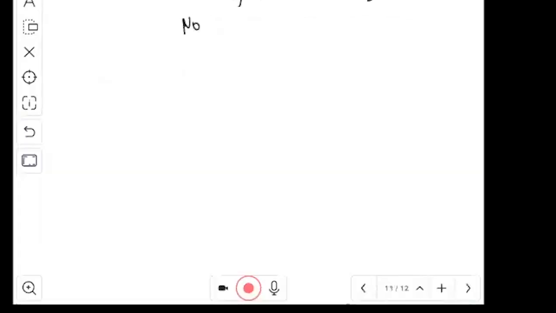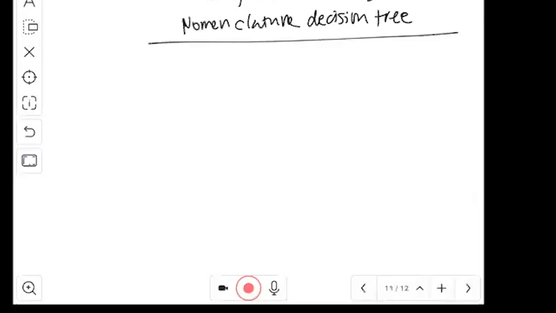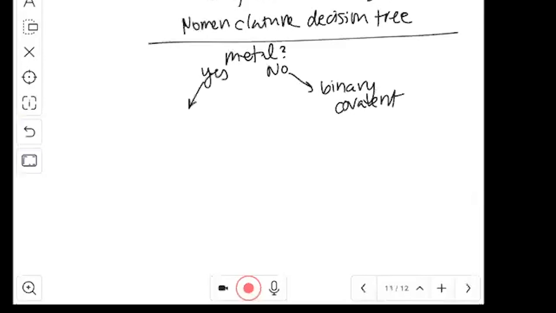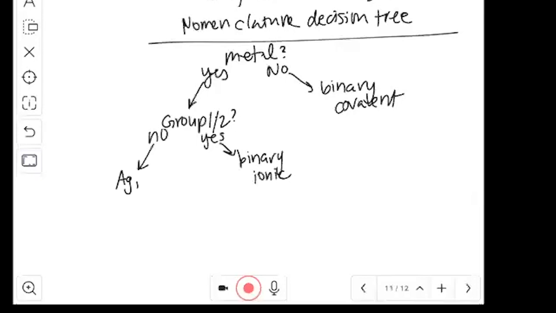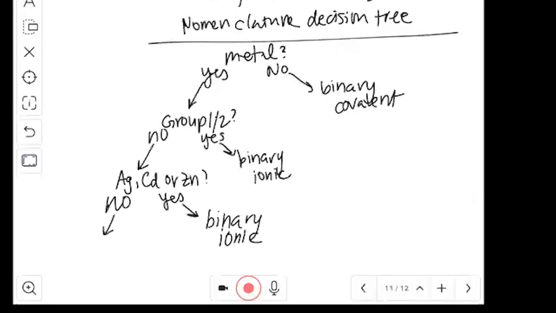Now to finish it off, there's a lot here, so let's draw out a decision tree for writing out chemical nomenclature. The first question is, is there a metal? If no, then you use the binary covalent nomenclature. If yes, then we have a couple more questions to ask. Is the metal group 1 or 2? If yes, then use the nomenclature for ionic compounds. If the answer is no, the next question is, is the metal silver, cadmium, or zinc? If yes, then use the ionic compound nomenclature. No number or oxidation state or charge notation is needed.